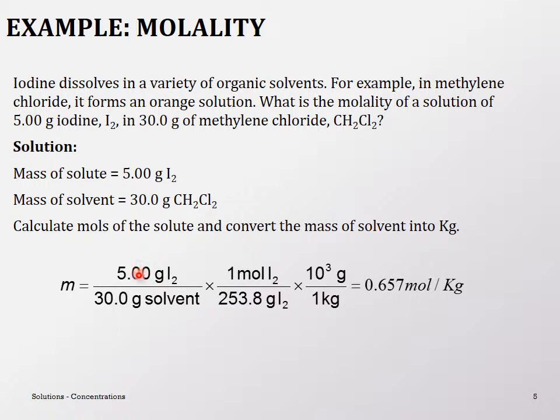For the first one, we have 5 grams of iodine being converted into moles of iodine, and 1 mole of iodine has 253.8 grams of iodine. That's that conversion there. In the next step, we're converting the grams of solvent to kilograms of solvent. It is important you keep your units in the right place. Remember, grams is at the bottom here, so kilograms should be at the bottom here for molality.